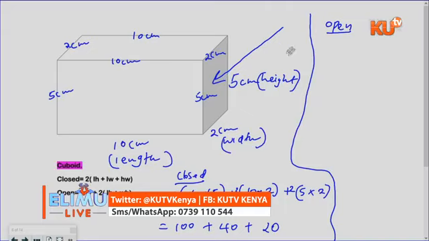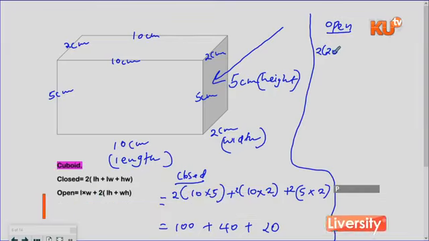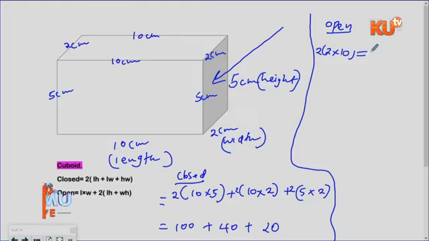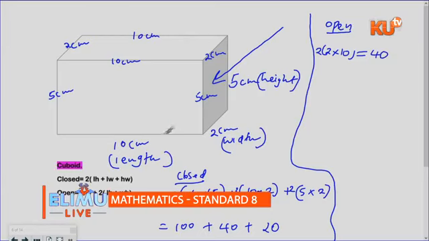So you come here. Let's start with the bottom part. The measurement of the bottom part is 10 by 2, so we multiply 10 times 2. This will give us 20. 20 times 2 is 40. We are done with the bottom part.